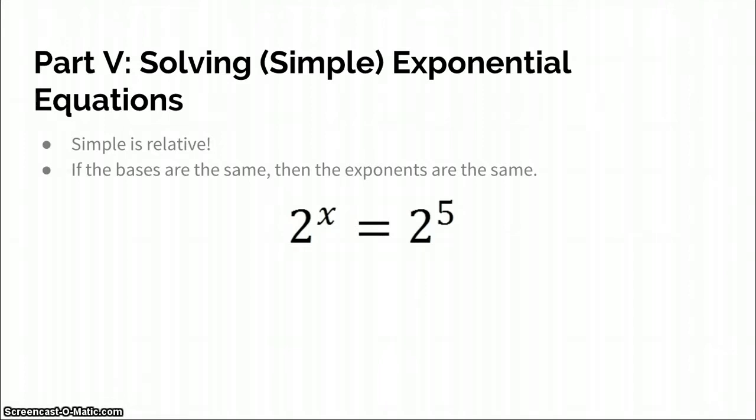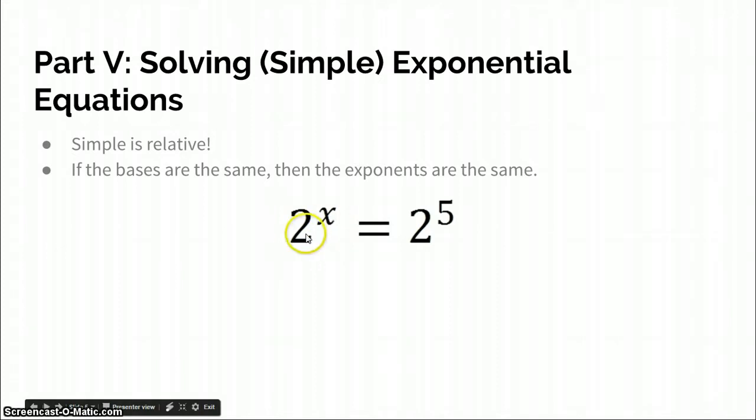And the simple fact is that if the bases are the same, then the exponents are the same. So here we have an exponential equation. 2 to the x equals 2 to the 5th. What makes it an exponential equation is that we have the variable as the exponent or as part of the exponent. You'll see what I mean about part of the exponent later.